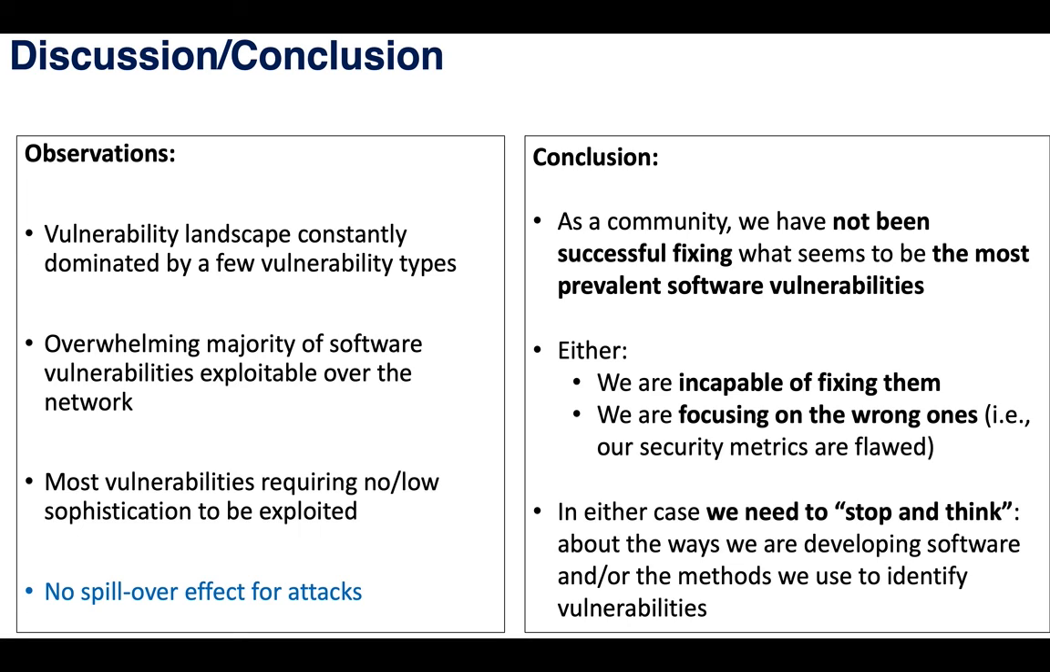So the take-home message here is that the vulnerability landscape is not changing, which means that we are not correcting vulnerabilities very well. So we need either to be focusing better or to change our ways to identify software vulnerabilities. We have some follow-up papers that focus a little bit on the tools that we are using to identify software vulnerabilities. So with that, I would like to conclude.